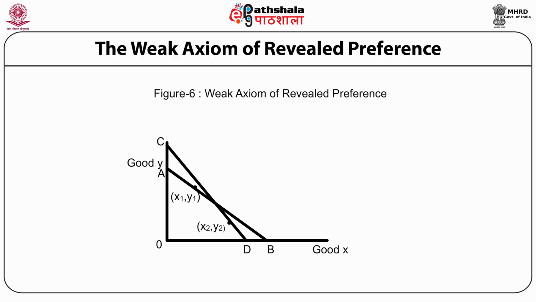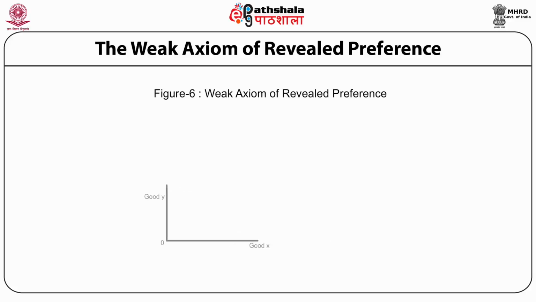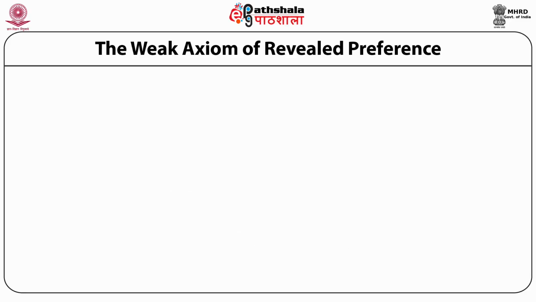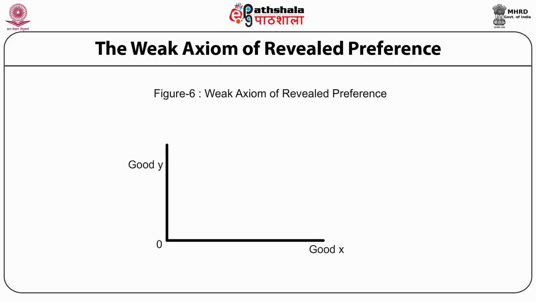What is the strong axiom of revealed preference then? The strong axiom of revealed preference tells us that if a bundle x1 y1 is either directly or indirectly revealed preferred to another bundle x2 y2, and these two bundles are different from each other, there must not be a case where the bundle x2 y2 is either directly or indirectly revealed preferred to the x1 y1 bundle.